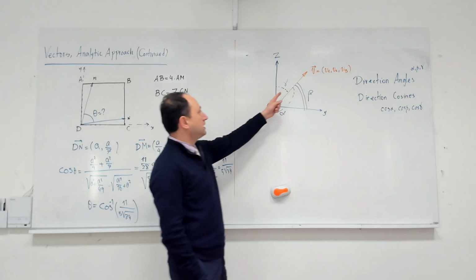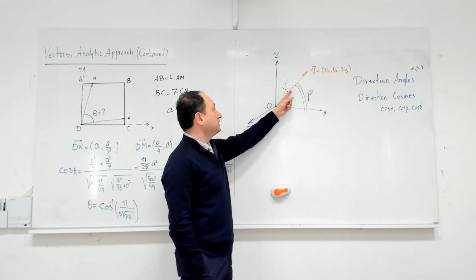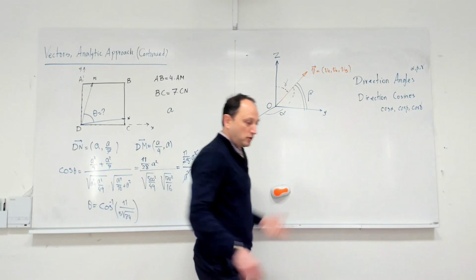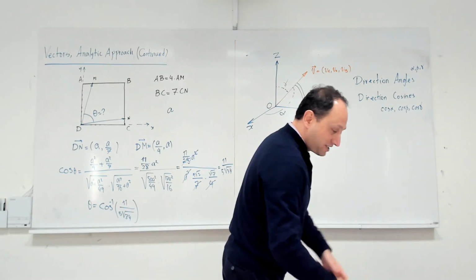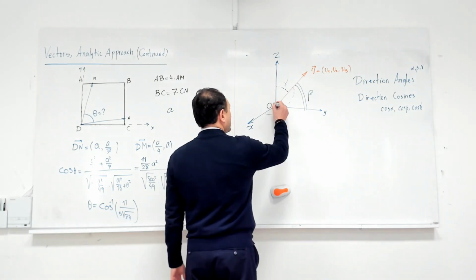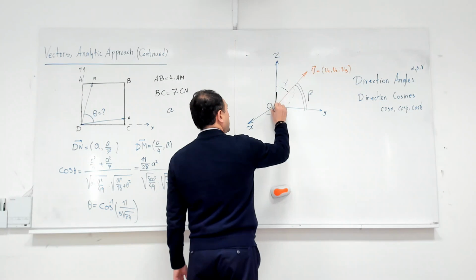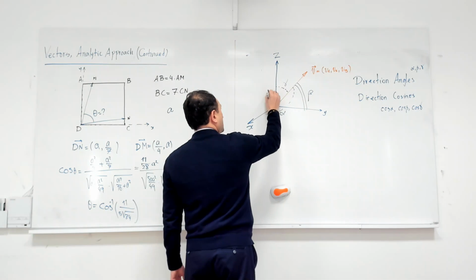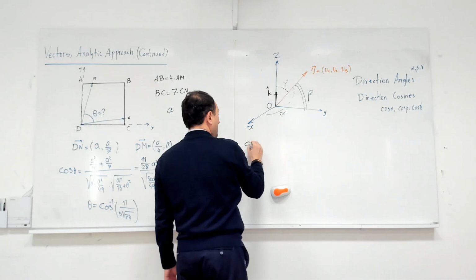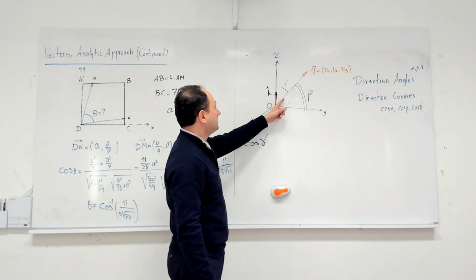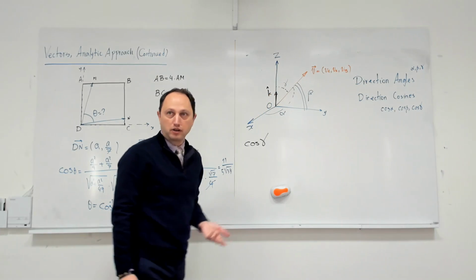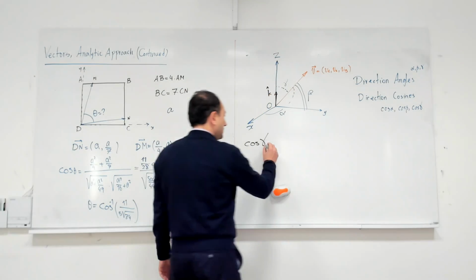I want to find the angle gamma between this orange vector and this z-axis. But one of the famous vectors on the z-axis is its own unit vector, which we call the k vector. So my goal is to calculate cosine gamma. Do you agree that if I measure the angle between these two vectors, that is the same cosine gamma? That's it, exactly.